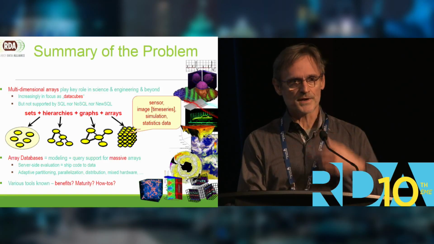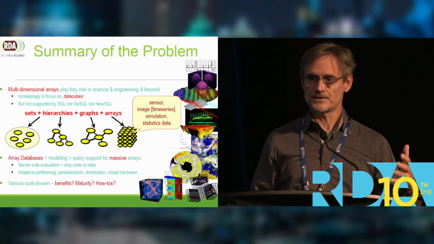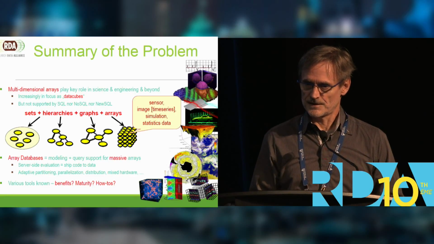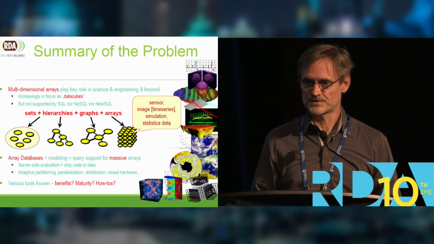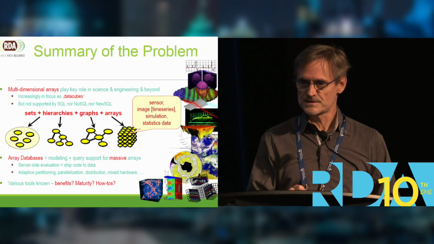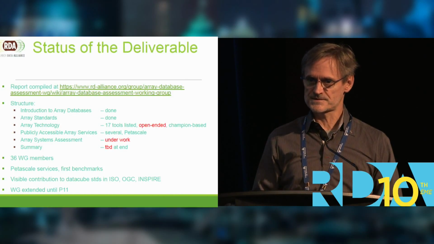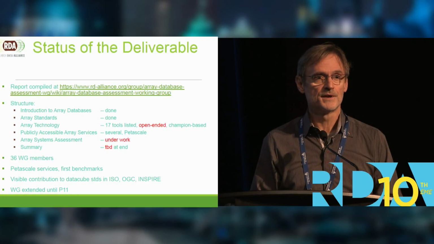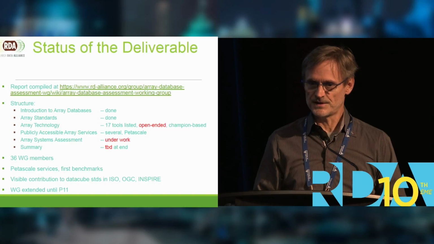So, array databases, in brief, add query capabilities on your data, just as you know them from metadata. Now we want to find out, and we want to present for the benefit of RDA, how does it help, what is the status, and how to deal with them. The central deliverable is on the wiki currently, because that eases editing. Finally, it will be cast into some PDF.